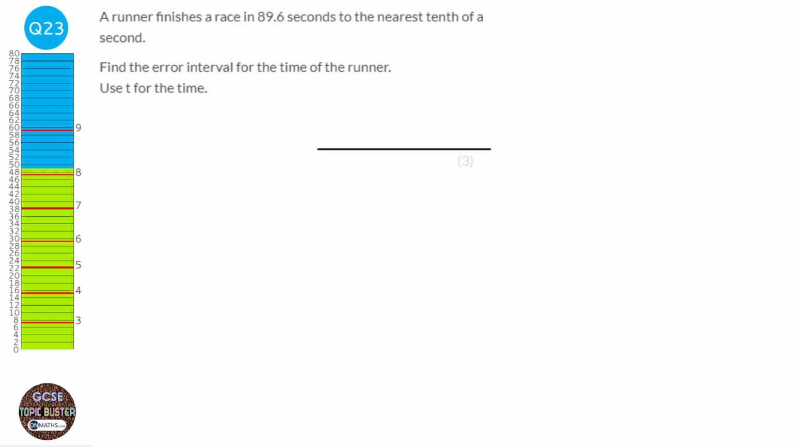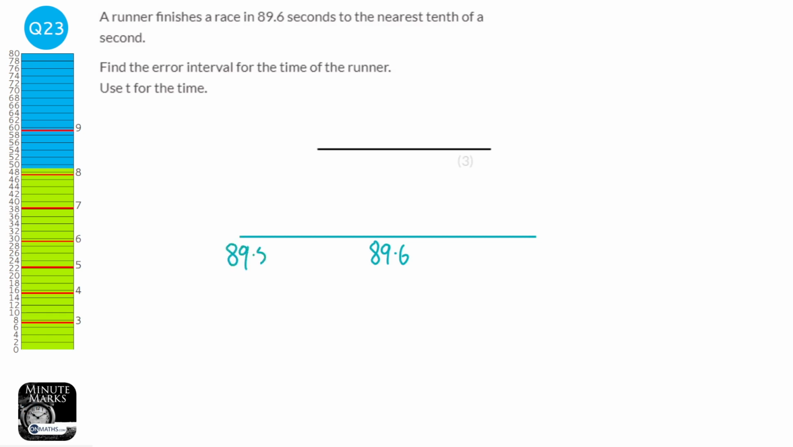To find an error interval, what we need to do is find the smallest and largest that a number can be. So I start by drawing a quick number line, and we put our number in the middle, which is 89.6. Now we're looking to the nearest tenth, so I'm going to write down the next number down and the next number up in tenths. So the next number down would be 89.5, the next number up would be 89.7. Now the bounds, the upper and lower bound, the maximum and minimum number it could be before rounding, are going to be at the halfway points. So here and here. And so all we need to do is work out what those numbers are.